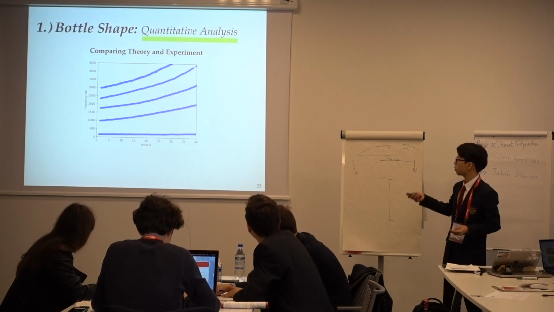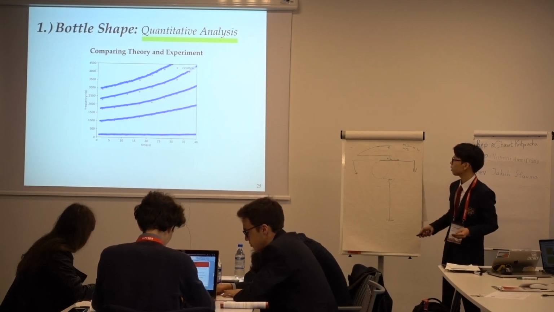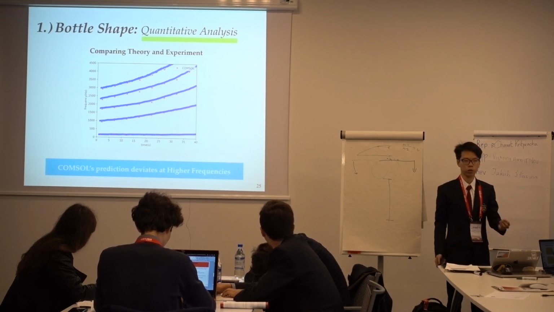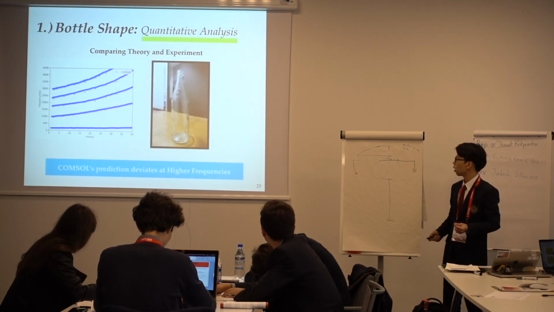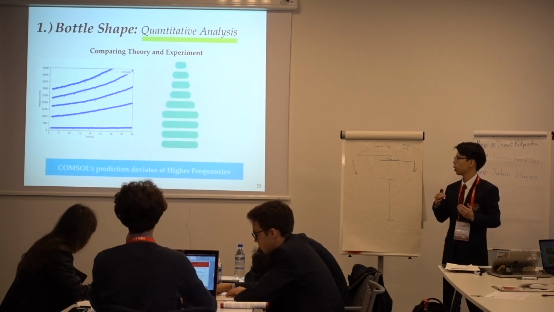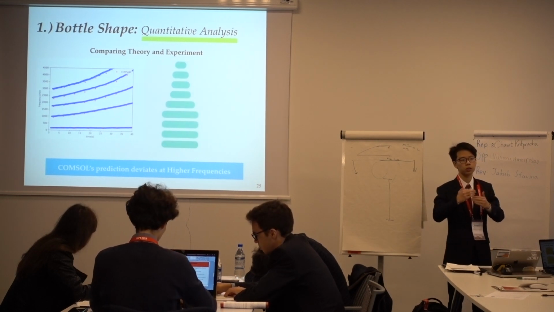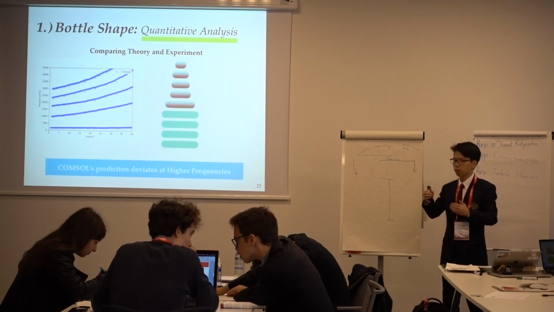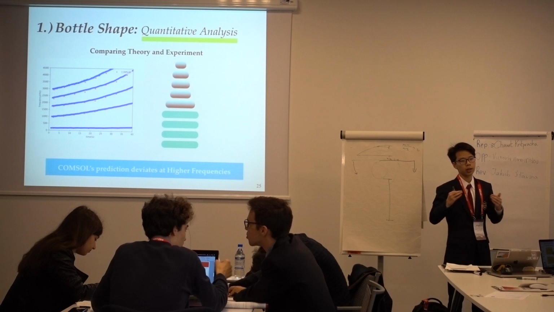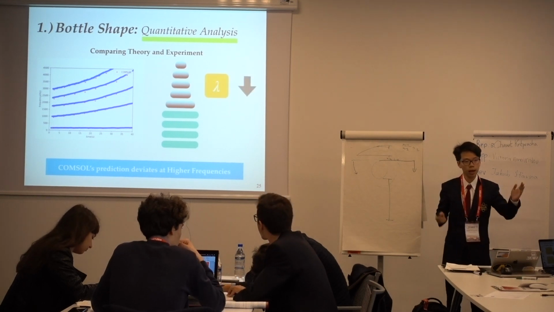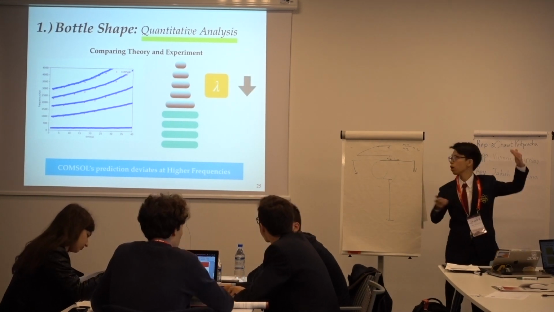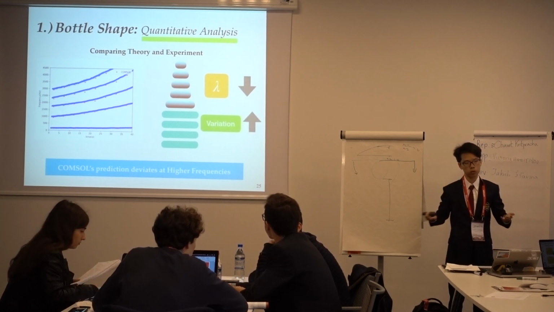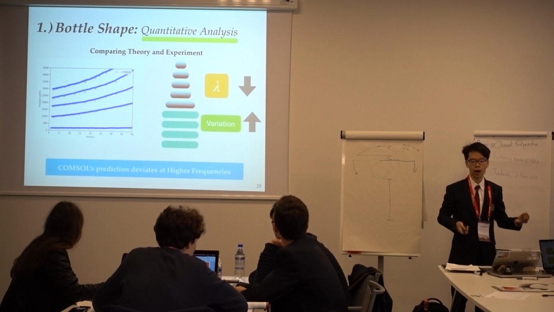So here's a comparison between the theory and experiment. As you can see, the COMSOL prediction is very good and only deviates at higher frequency. This is because COMSOL models the bottle by discretizing into elements and assumes that the element is uniform. However, especially at the change in the area, the elements do not need to be uniform. And to add on to that, when the frequency is high or the wavelength is low, the variation also increases, and so COMSOL starts to deviate at higher frequencies.